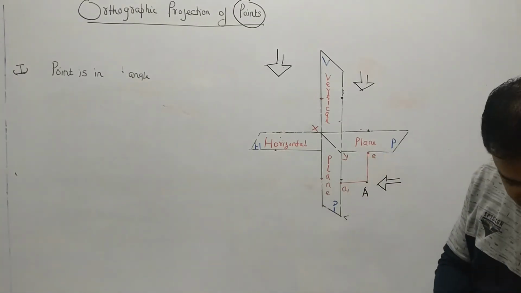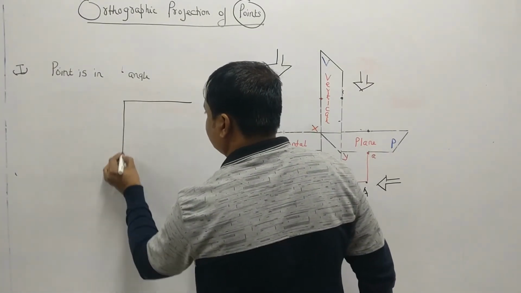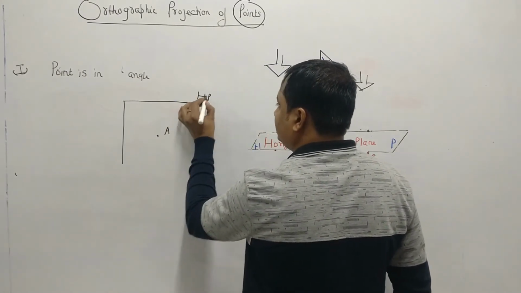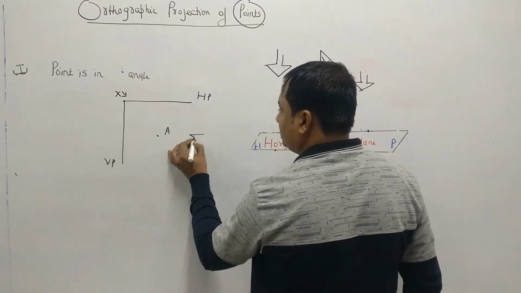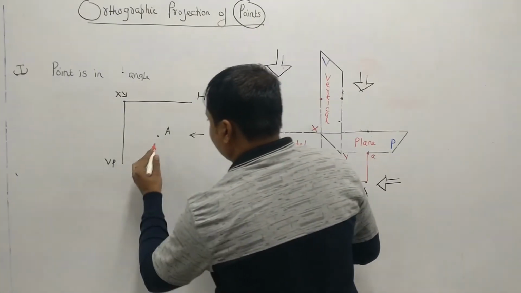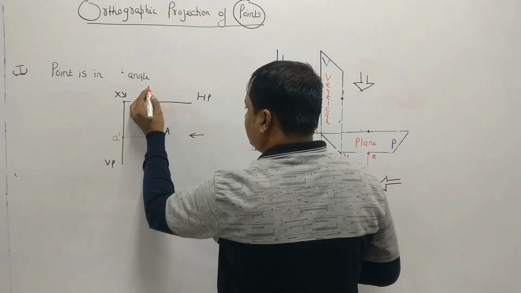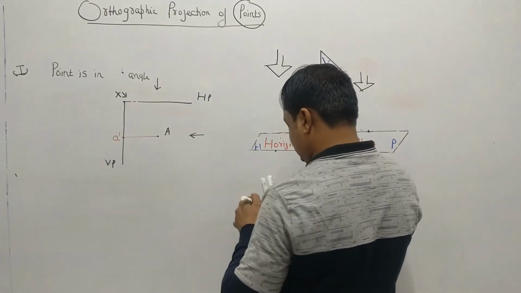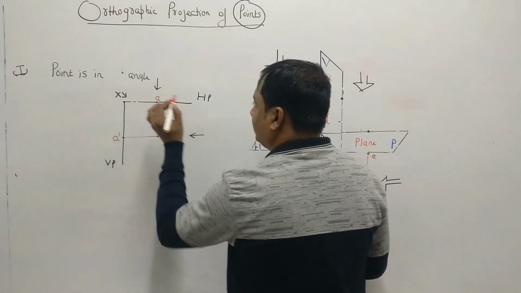Okay, if I separate this fourth angle, this is my point, capital A. This is my HP, this is my VP, and this is my XY. When the observer is seeing from the front, the front view is going to lie on the VP. So this is my front view, A dash. The observer is seeing this point from the top, like this from here, so the top view will be located on the HP. So this is my A.